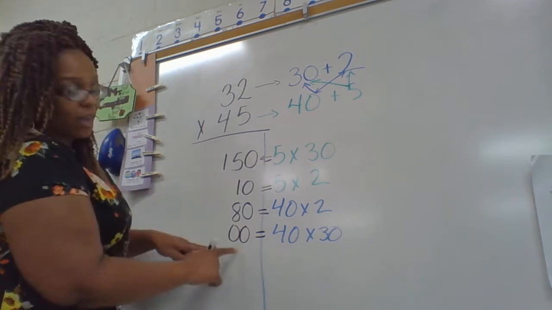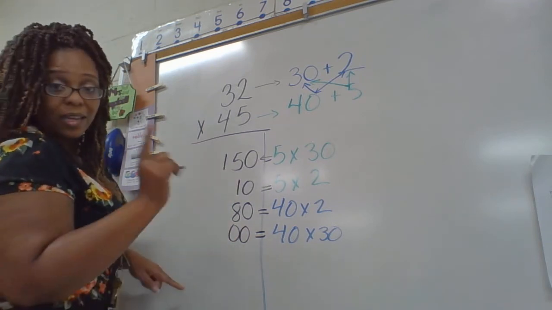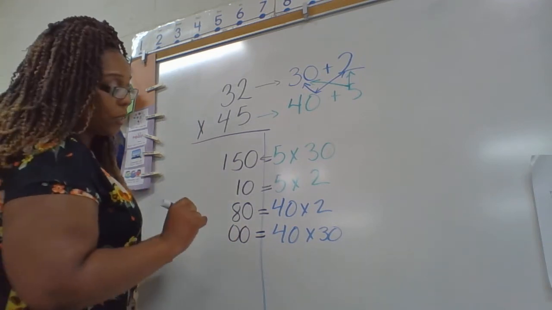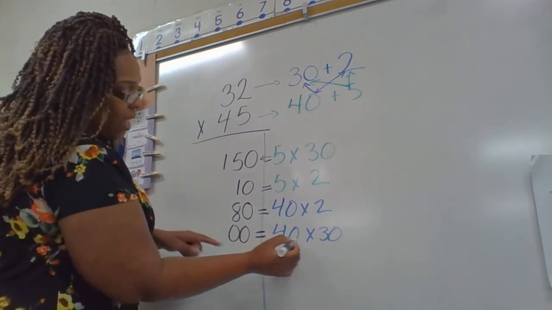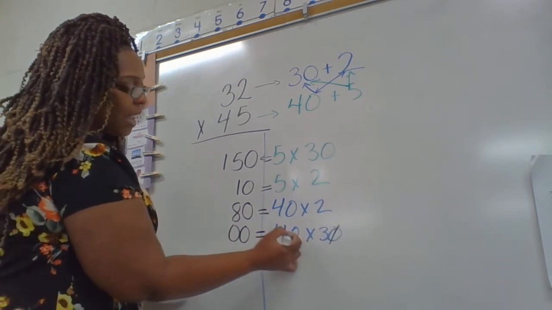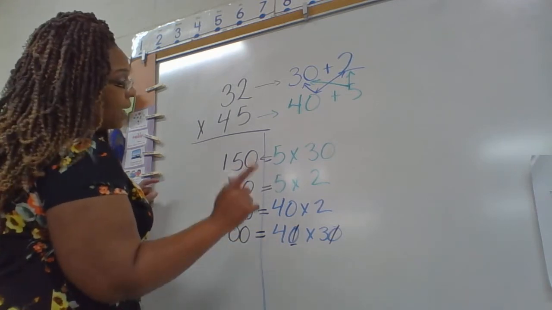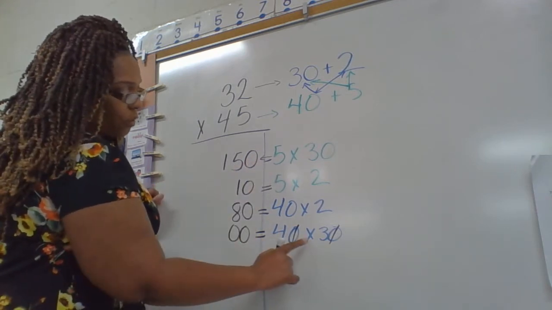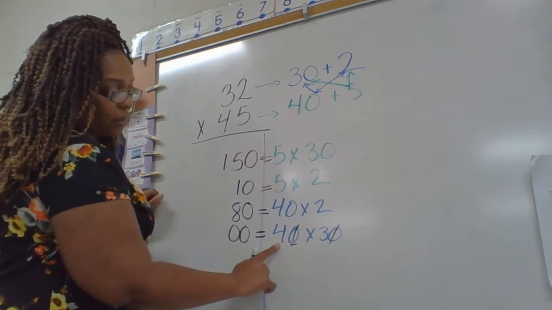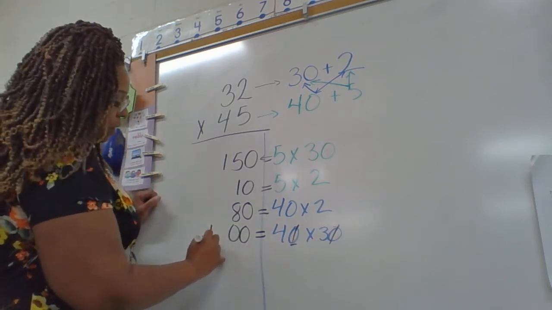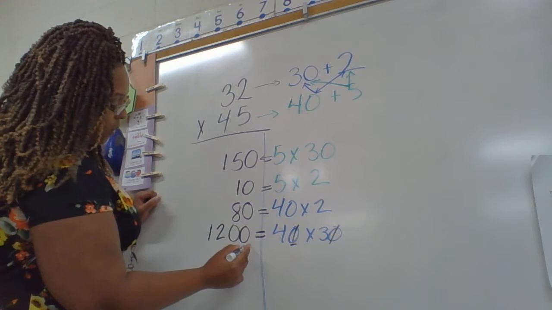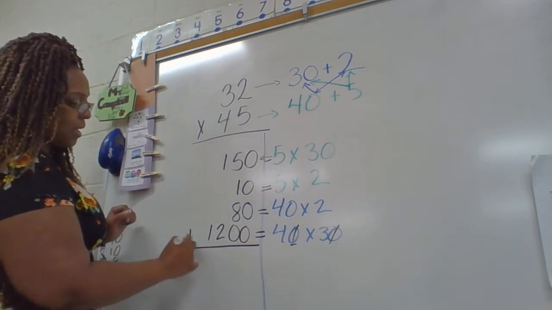And notice that I'm trying to keep them lined up so that it's easy when it's time for me to add them up. So I have my 2 zeros. And if it helps you, you can mark things off as you go. That might help. Now we have our 2 zeros. Now all that is left is 3 times 4, which is 12. Okay, now we can add that up.